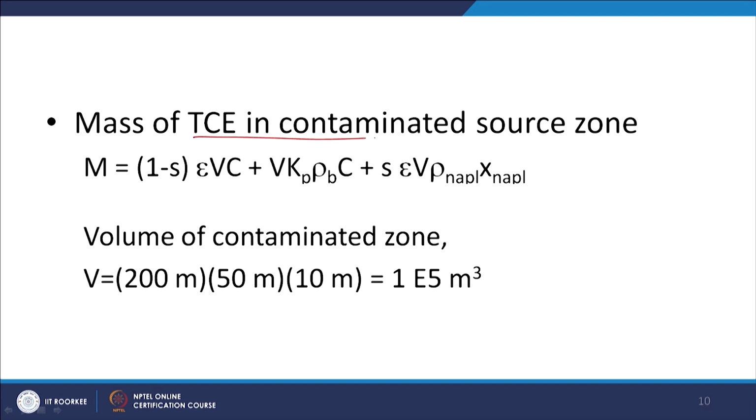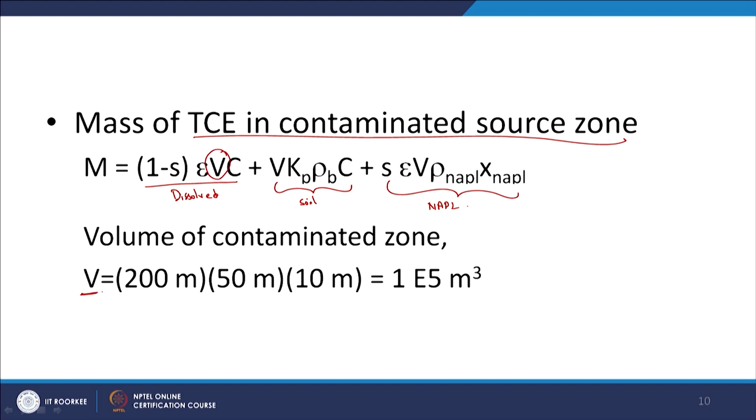So, the mass of TCE in the contaminated source, as I mentioned earlier, is the one in the dissolved phase, the one adsorbed onto the soil, and the one in the relevant NaPl. This is what we have right now, the initial case. The total volume we are calculating as 1 into 10 power 5 meter cube. This is from 200 into 15 into 10, which is given in the question. So, let us move on.